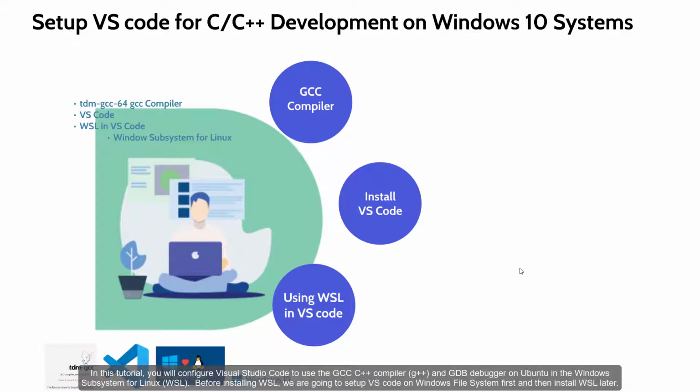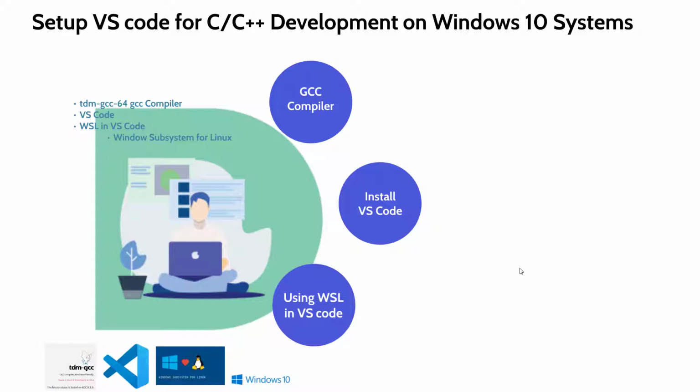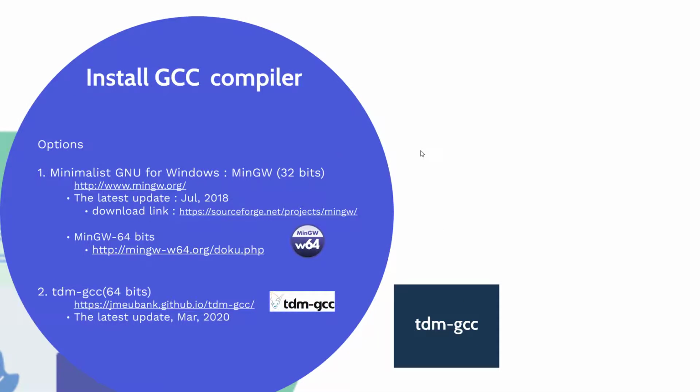In this tutorial, we will configure Visual Studio Code to use the GCC compiler and GDB debugger on Ubuntu in the Windows Subsystem for Linux. We call it WSL. First, we're going to install the GCC compiler on your Windows system, and then install and set up Visual Studio Code. Finally, we're going to install the Windows Subsystem for Linux, and then set up VS Code to use this WSL. First, let's talk about installing the GCC compiler.